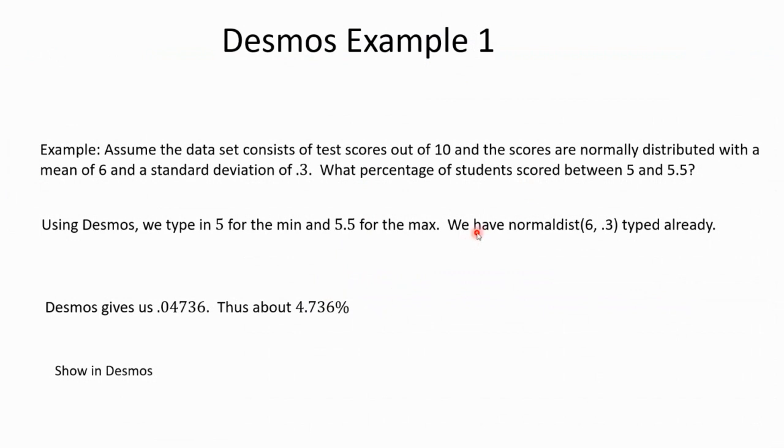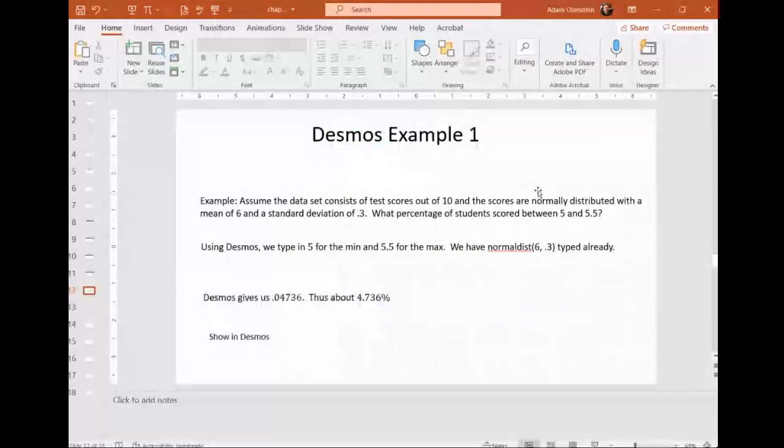We want to know what percentage of students scored between 5 and 5.5. I mean, we did actually do this before with z-scores. Now we're going to use this for Desmos. So what I'm going to do is I'm going to go to Desmos.